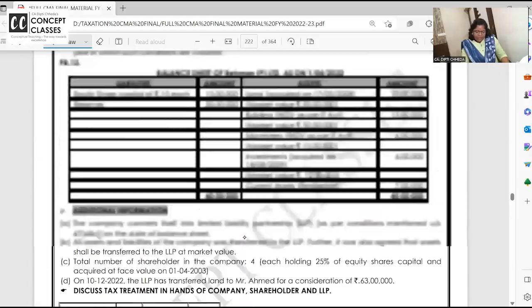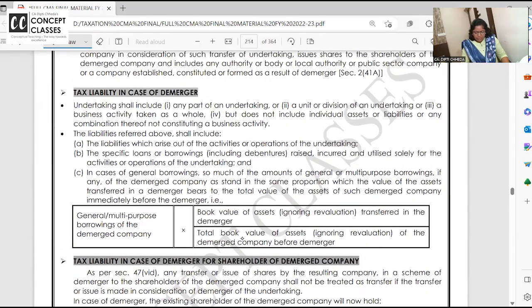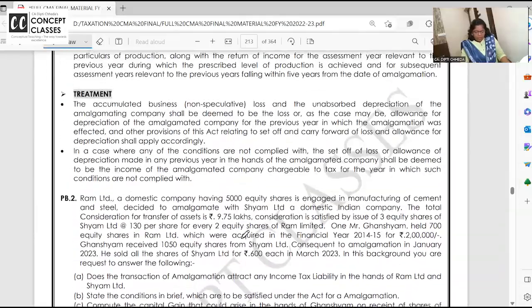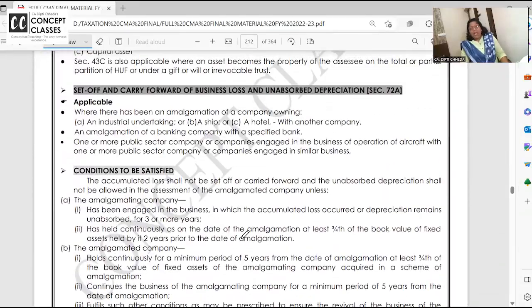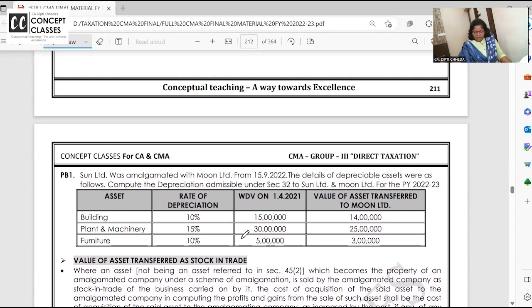Amalgamation concept. Look, it is there in your material right from the beginning. Go to the beginning of this chapter: amalgamation, demerger, conversion of a private company into LLP. So in all these cases, what is the impact? I think if we do amalgamation in detail today, then demerger and other things we'll do faster because so many concepts are the same. And then I'll give you one combined table also.